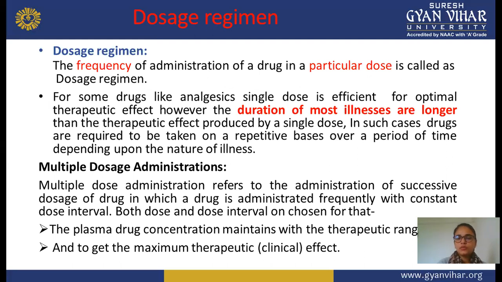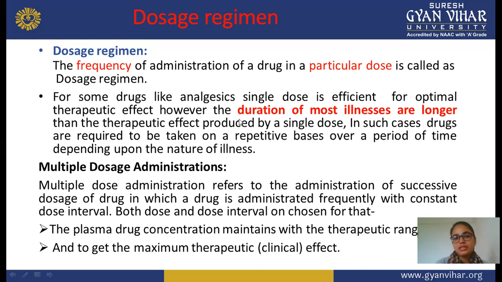Next, in this, we can say that for some drugs like analgesics, a single dose is efficient for optimal therapeutic effect. Then a single drug dose, or only one dose, can show sufficient optimal therapeutic effect. So a single dose is sufficient, but if you require multiple effects, then this dose is not sufficient. Otherwise, a single dose can reach the maximum concentration and show the maximum effect. And this is the optimal therapeutic effect.